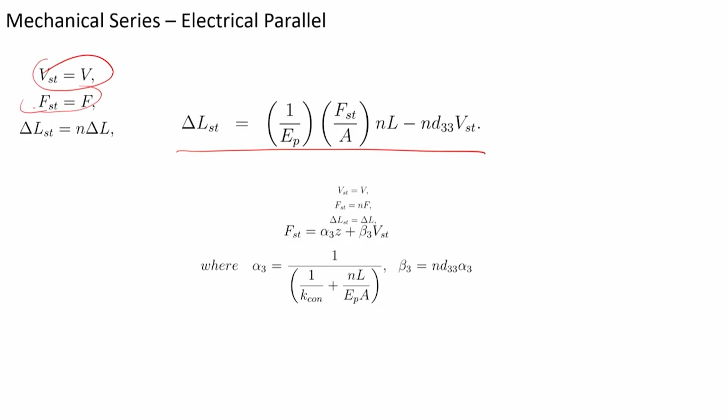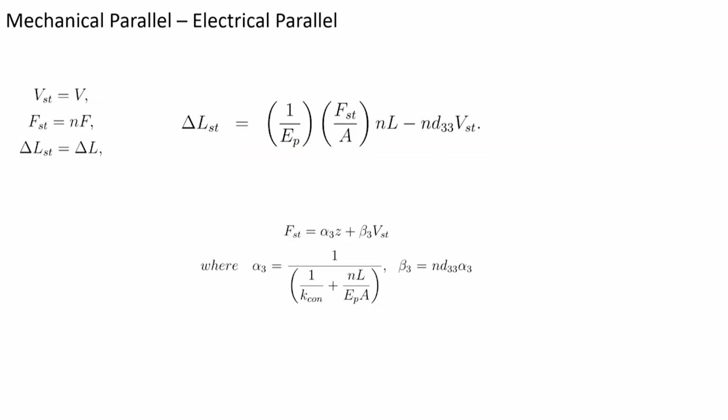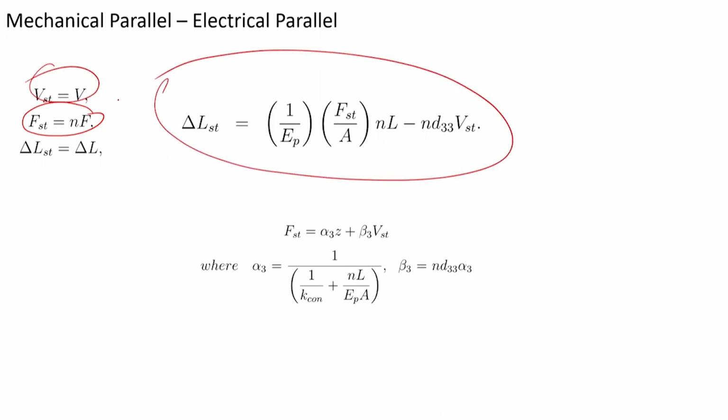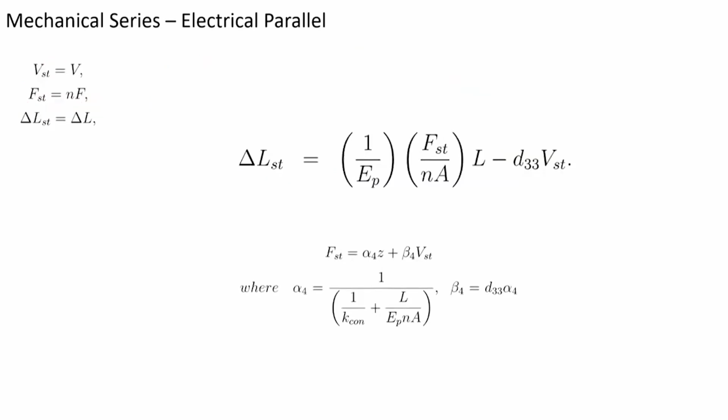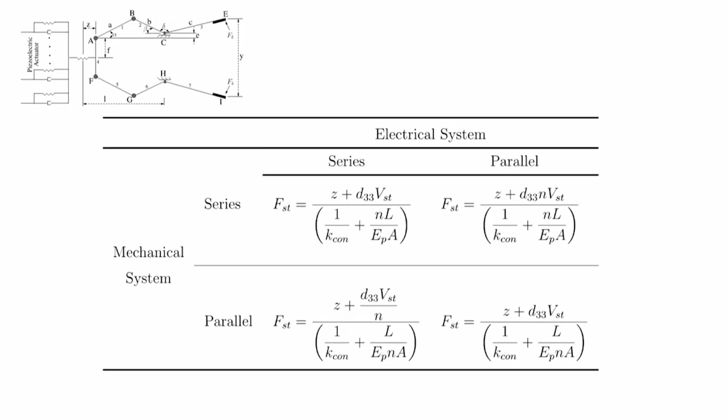So, you can thus get all these different combinations. Be it mechanically parallel, electrically parallel, FST will be NF and VST will be V, and hence you get the relationship between delta LST and VST. All these different combinations of the system, you can put together in a diagram, where you can show that if it is a series connectivity, you get these force voltage relationships.